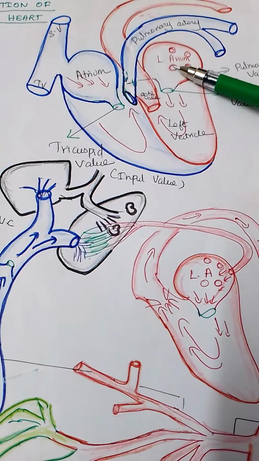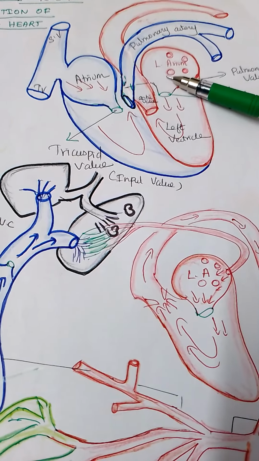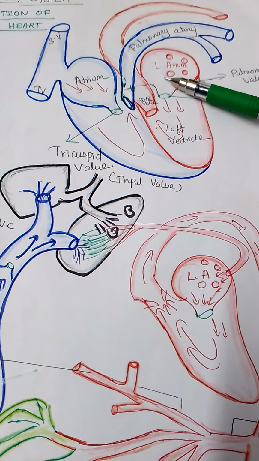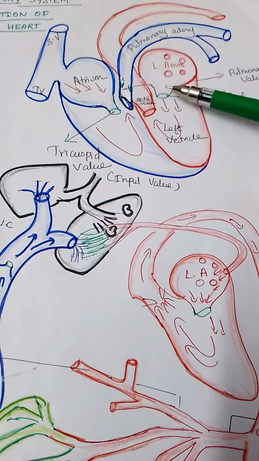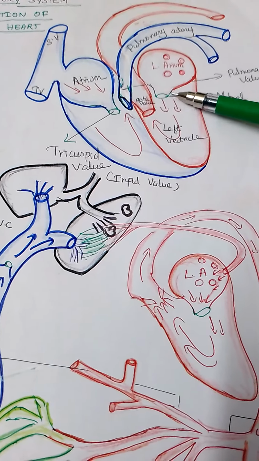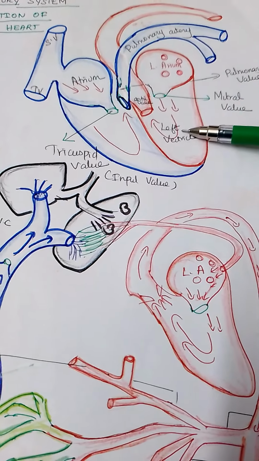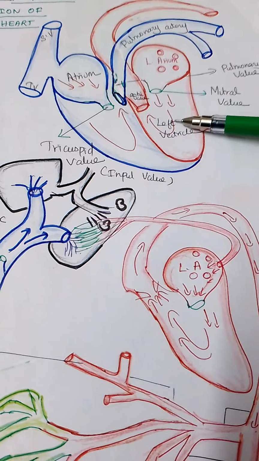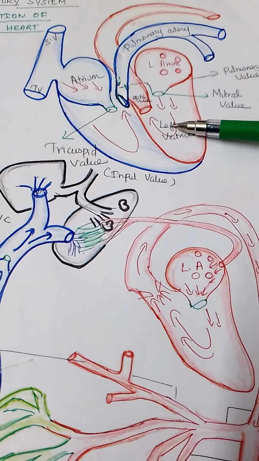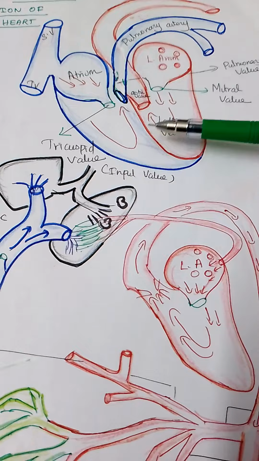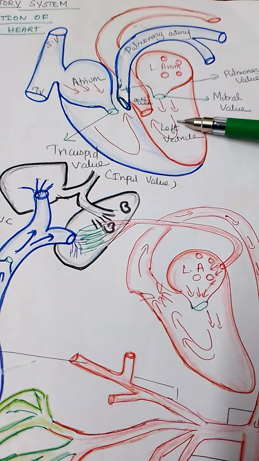The left atrium receives the blood from the lungs. Once it receives the blood, the pressure increases, and the mitral valve opens. When the mitral valve opens, the blood enters the ventricle. What kind of blood is here? It is oxygenated blood. That is why I have shown the color differentiation. In the human heart, the right side has deoxygenated blood and the left side has oxygenated blood.